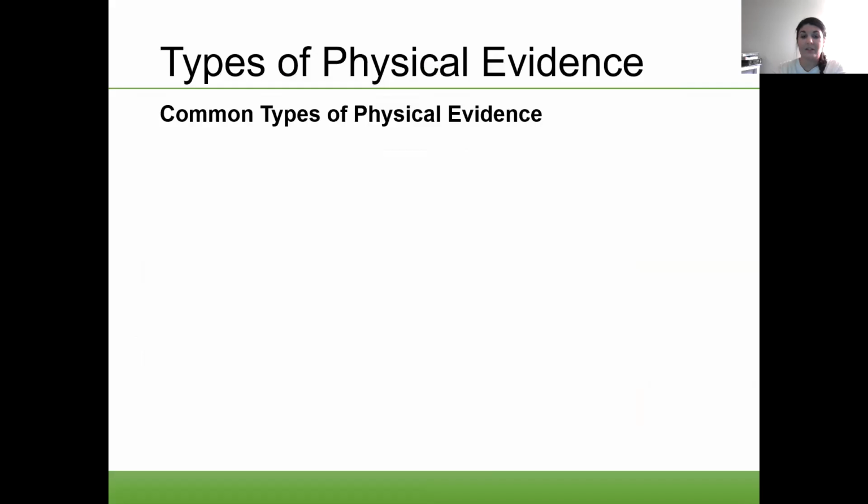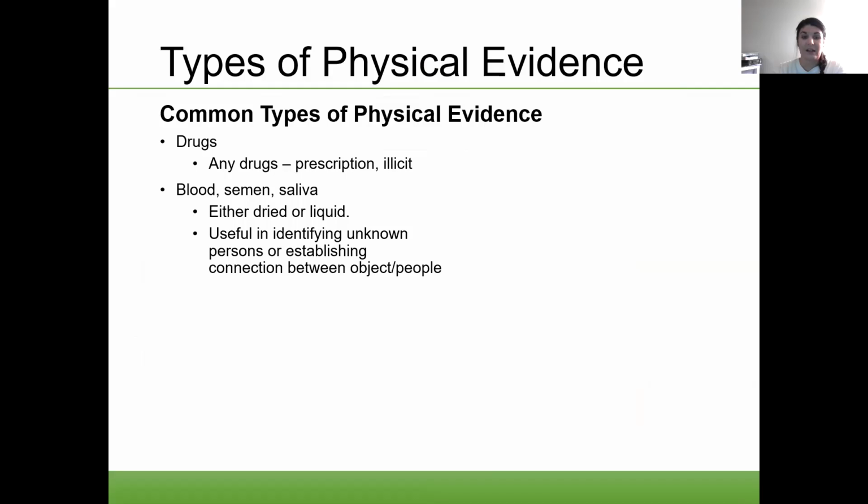Types of physical evidence, common types of physical evidence. There are a lot of common types of physical evidence, which means there's even more less common types of physical evidence. Physical evidence can be anything that is deemed valuable to the investigation. So drugs, any drugs, prescription, illicit drugs, blood, semen, and saliva, either dried or liquid.